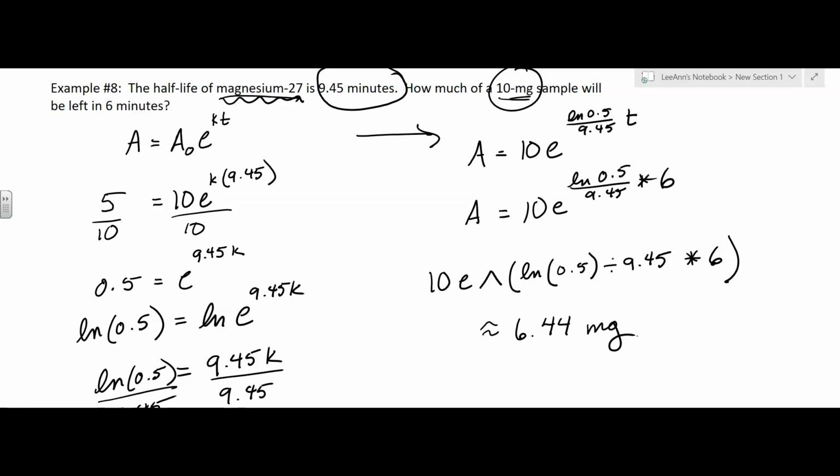Now, is that reasonable? We didn't go a whole half-life. A half-life was 9.45 minutes. So if I only go 6 minutes, then I'm not going to get it reduced by half. So it's more than half the amount. So it seems reasonable to me. And that's the answer.